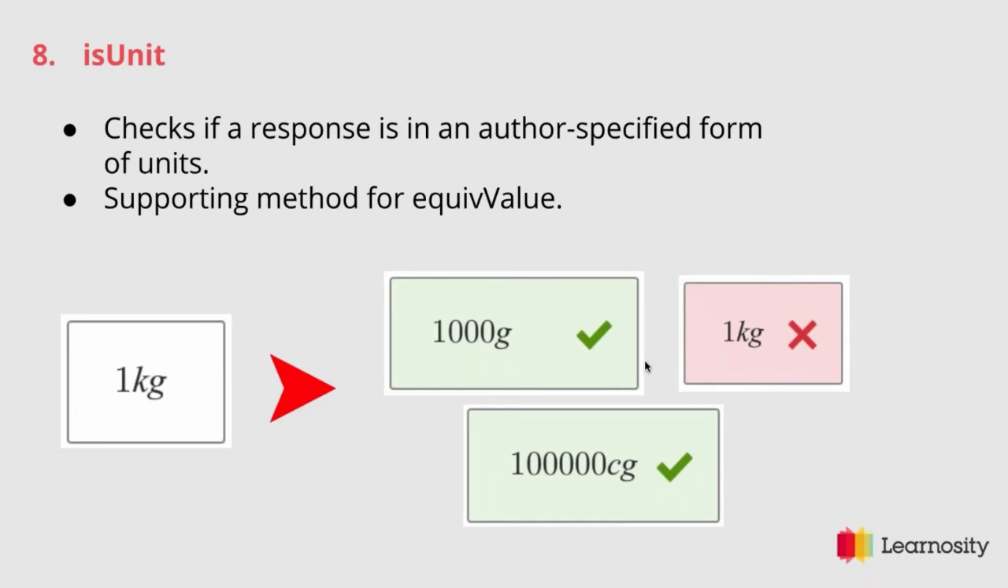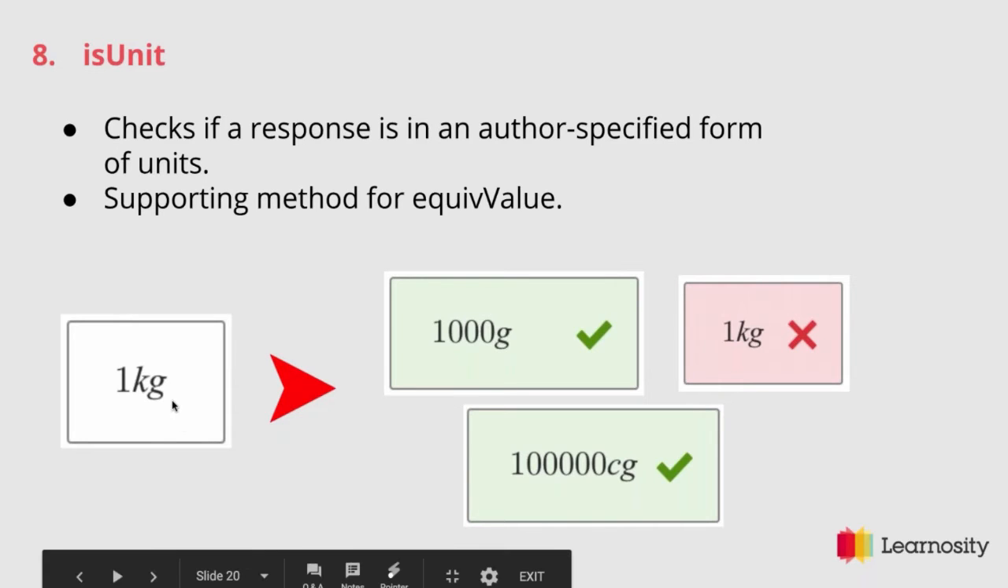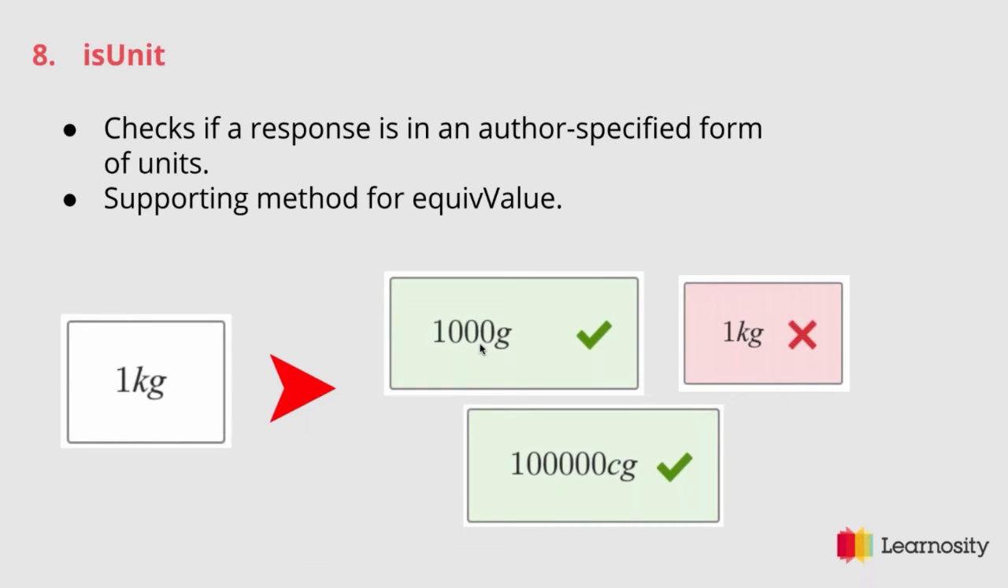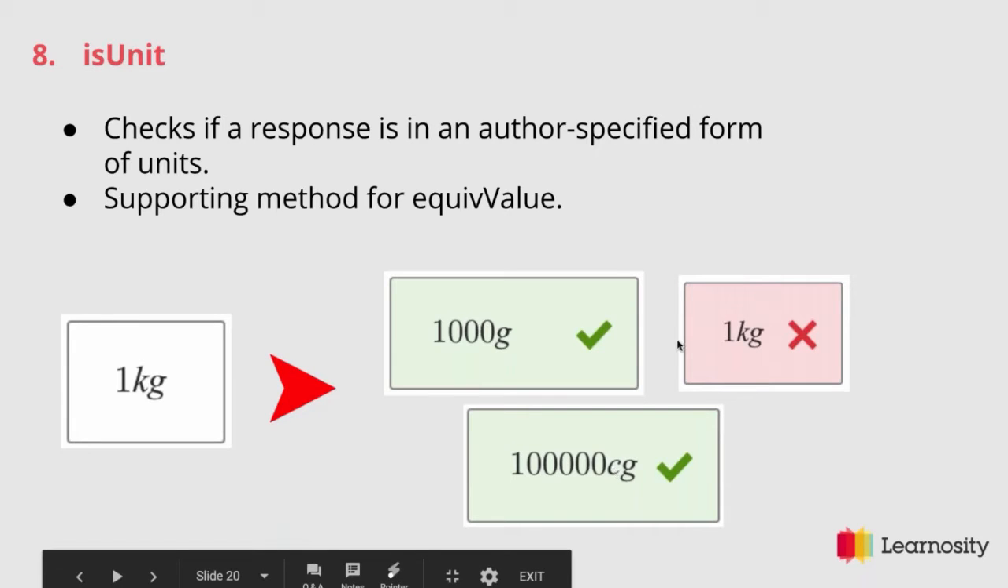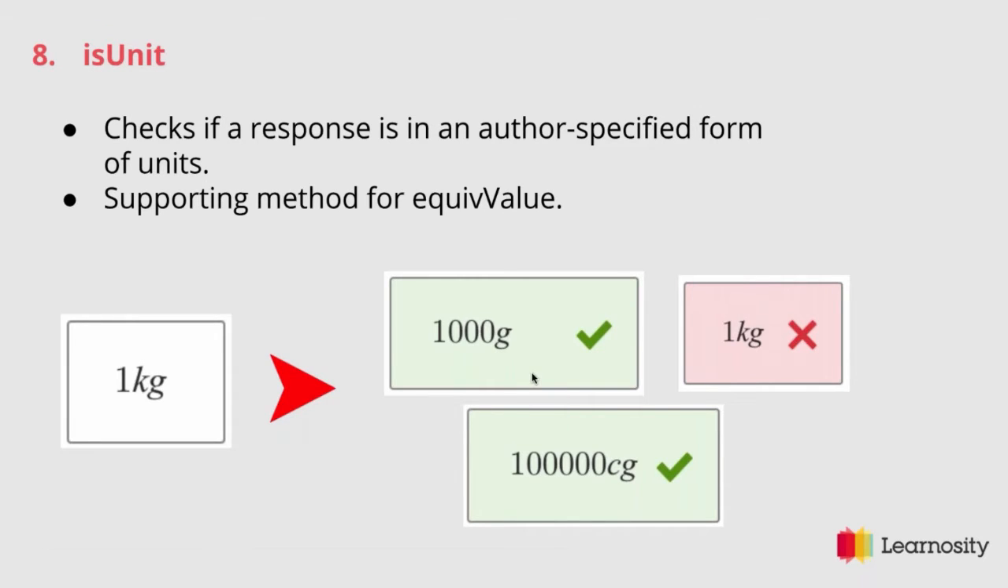Then we have isUnit. You would use this one with equivalue, which you might have guessed. It checks if a response is in a certain unit of measurement. So for example, I have 1 kg in my response area, and I've specified with the isUnits method that I want to accept grams and centigrams, but I haven't said anything about kg, so it won't accept kg. When you're setting up an isUnit scoring method, you'll have to specify what units of measurement you're happy to accept. In this case, I just said grams and centigrams. So it won't accept anything else, even if it is actually equivalent.